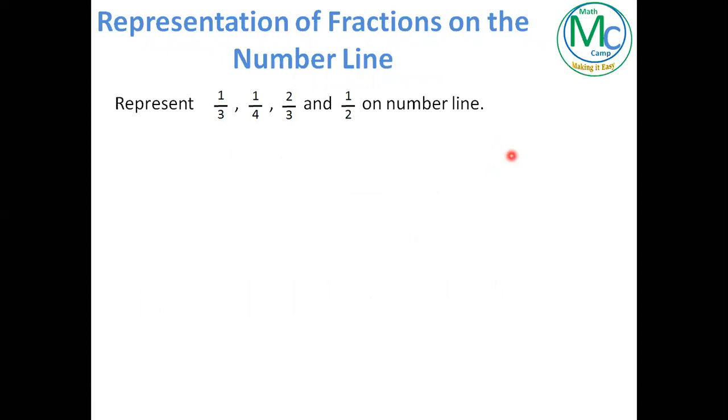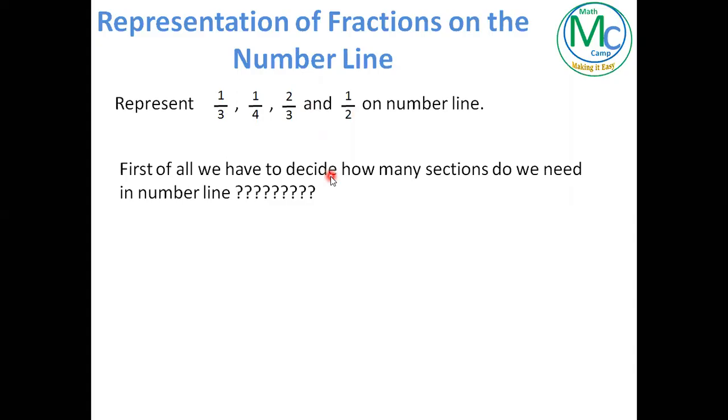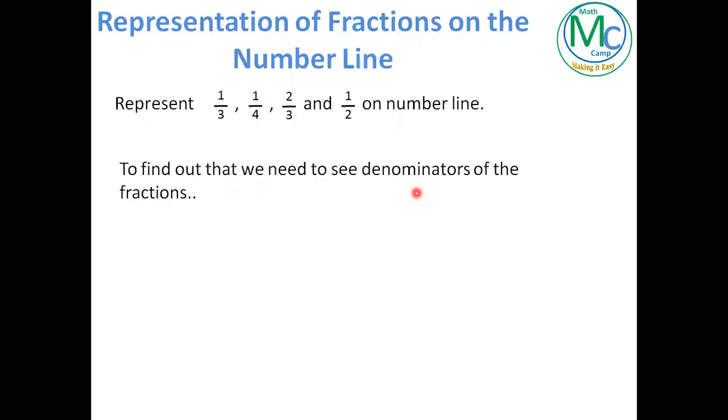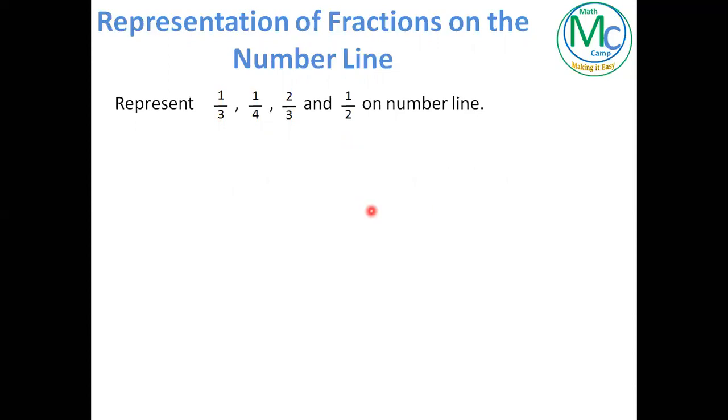Now we have a few fractions and we have to draw a number line, and we are going to represent these fractions on that number line. That means we are going to learn how to draw a number line here. To draw a number line, first of all, we have to find out the total sections of that number line. And who's going to tell us the total sections? Yes, the denominators. The denominators of these fractions will tell us how many sections that number line should have.